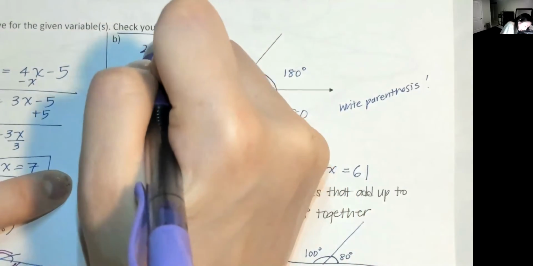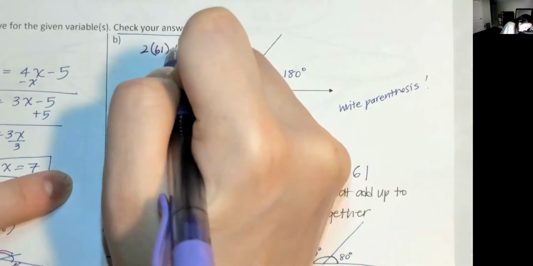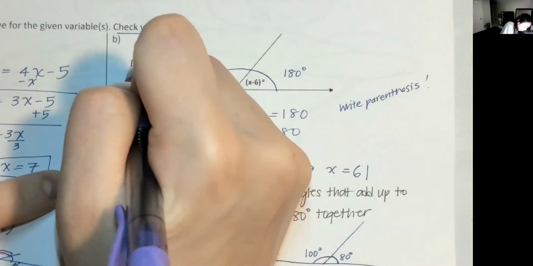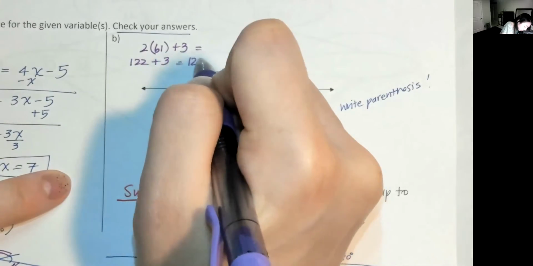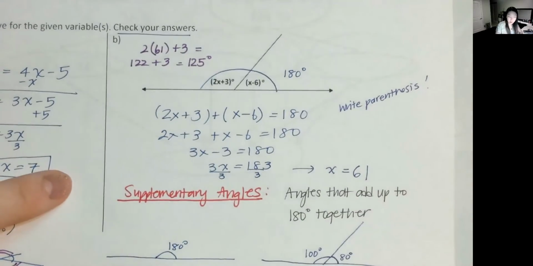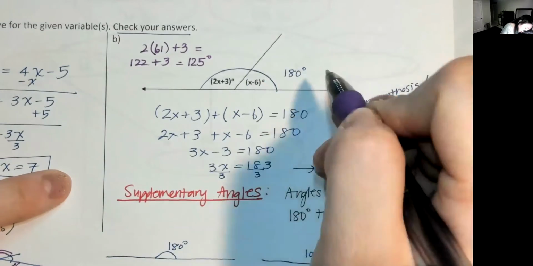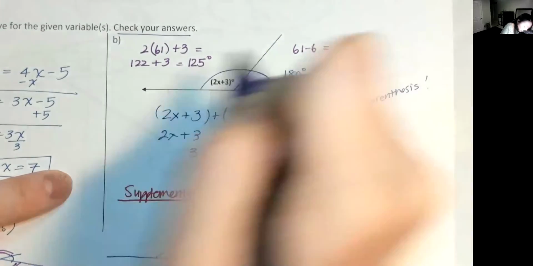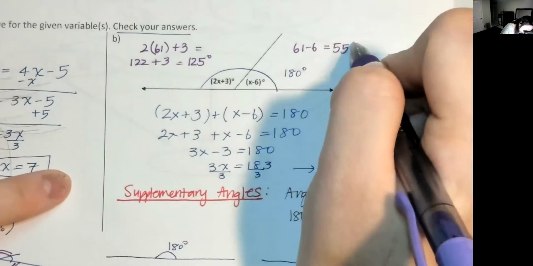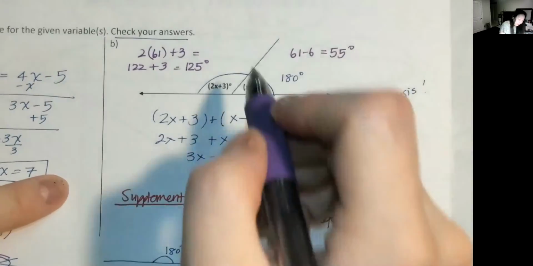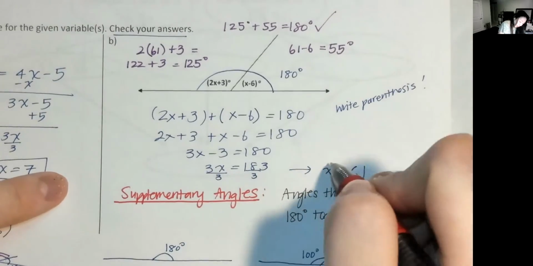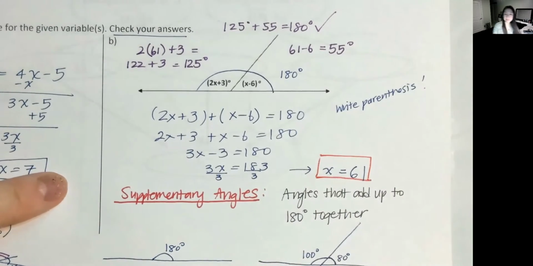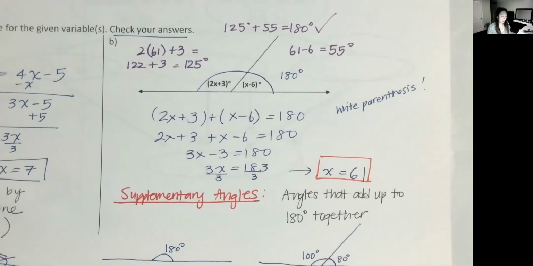If you do that, 2 times 61 plus 3, that's 122 plus 3. So the angle measure on the left side is going to be 125 degrees. And then this one is going to be 61 minus 6, which is 55 degrees. And yeah, 125 plus 55 is 180 degrees. It works. So the answer was correct. Okay, supplementary angles.